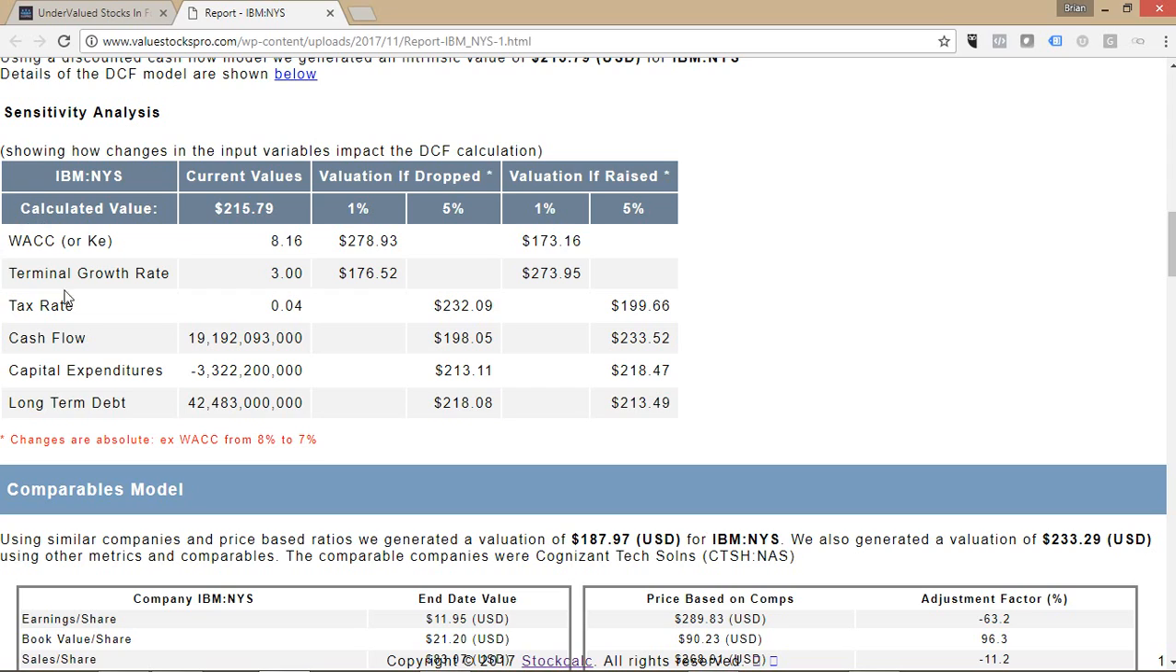So companies are very sensitive generally to these 2 pieces of information, their cost of capital or their terminal growth rate. Cost of capital is the implied cost of the next dollar that they would need to raise either through debt or equity. And the terminal growth rate is the long-term projected growth rate for the company.